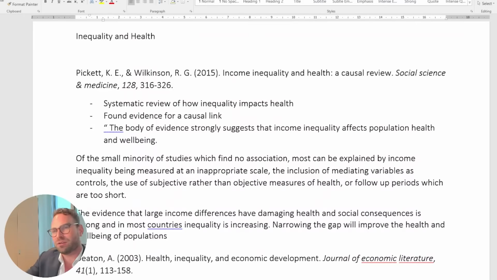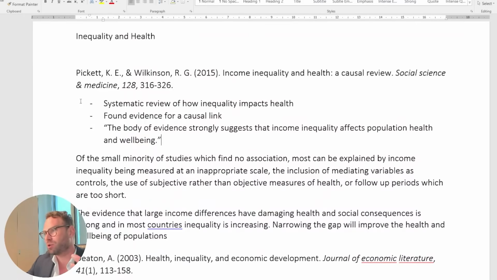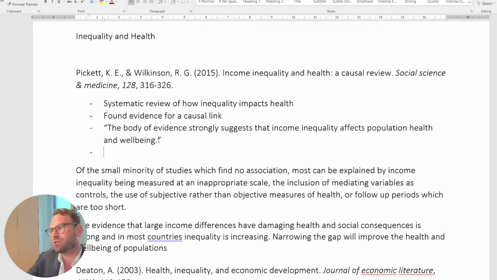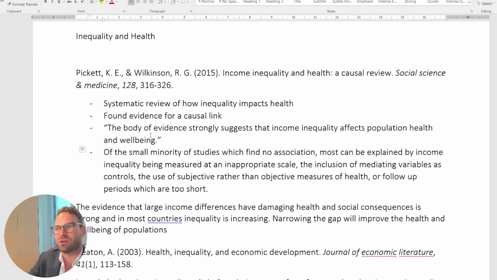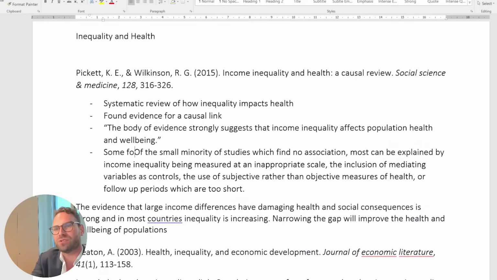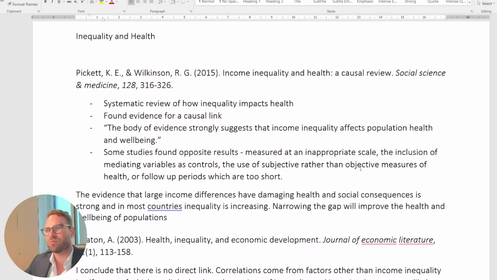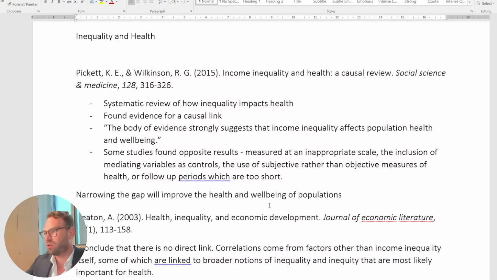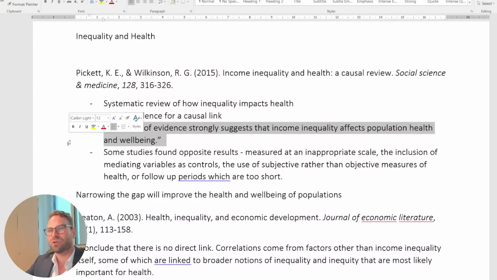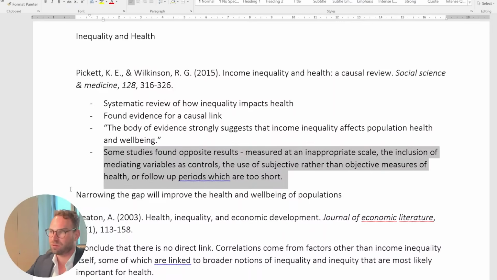So you're going to go through and write this up. And you might even take a quote directly from the paper, now putting quotes around it to, again, avoid any risk of plagiarism. They also have an explanation for why some studies found different results: some studies found opposite results, which they explained by the way it was measured, the inclusion of mediating variables, and some other factors. So their overall conclusion was that narrowing gaps in inequality will improve the health and well-being of populations. So you want to say what the authors did, what they found, any key quotes or evidence that you think is relevant, highlighting those, and any contradictory information that might be relevant.